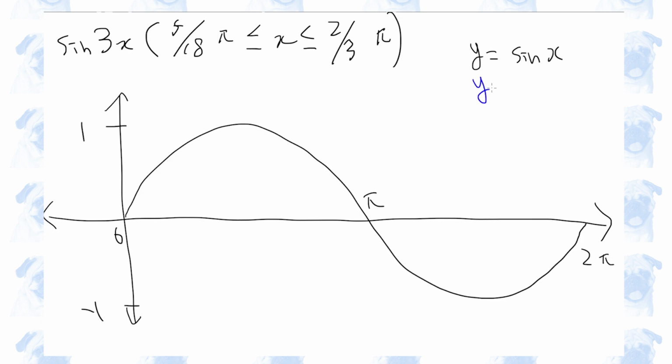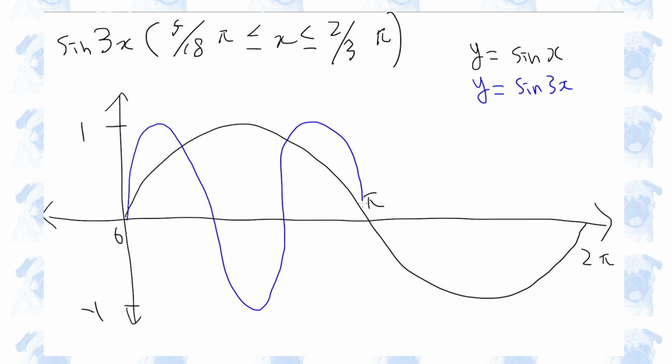How about the graph of sine 3x? Sine 3x completes its cycle 3 times as fast as sine x. So it's going to look like this. 1, 2, 3, 4, 5, 6.